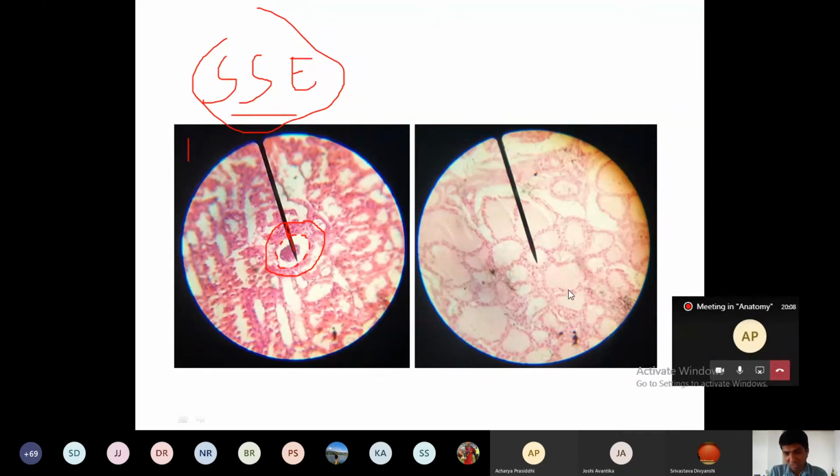Similarly here, I'm asking Suraj, what are you going to tell? Second slide. Simple cuboidal epithelium. Very great. Yes, this is the simple cuboidal epithelium. But you have also done the thyroid gland histology, isn't it? Have you done it or not? Endocrine system. Is it over?